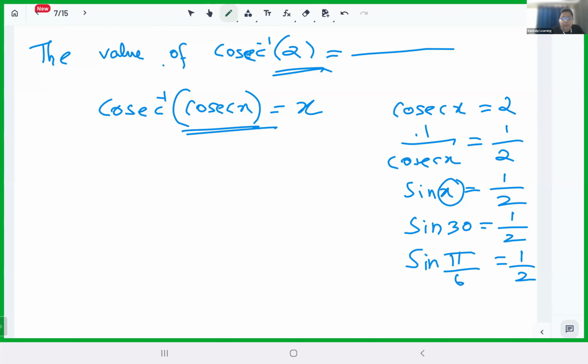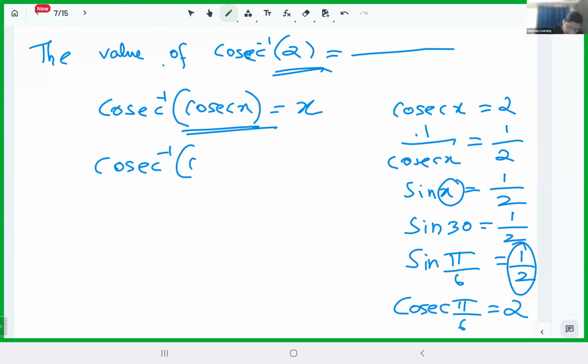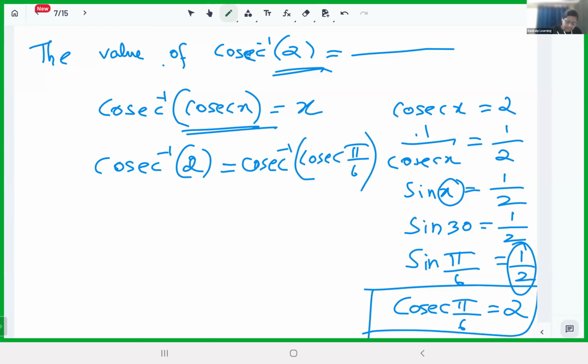Which means if sine pi by 6 is 1 by 2, what about cosec pi by 6? Cosec pi by 6 is equal to 2. It's the reciprocal. Sine pi by 6 is 1 by 2, so cosec pi by 6 is the reciprocal of 1 by 2. It is 2. Okay, so this 2 can be written as cosec pi by 6. So cosec inverse of 2 can be written as cosec inverse of cosec pi by 6. I have replaced this 2 with cosec pi by 6. All right. So cosec inverse of cosec pi by 6, that is equal to pi by 6.